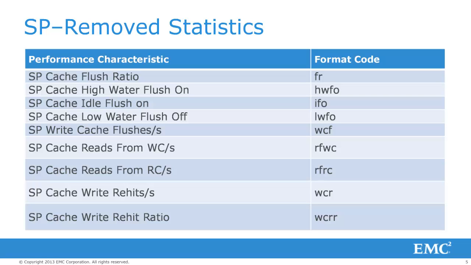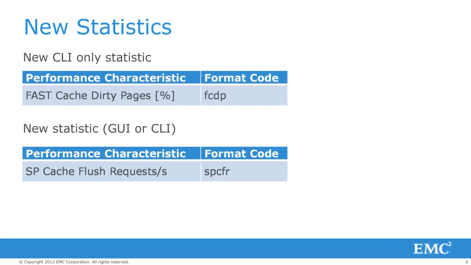Those are listed here. A couple of new statistics have been added to the Unisphere Analyzer. One is CLI only, that is the FAST Cache dirty pages %, and the format code is listed here as FCDP. Another can be viewed from the GUI or CLI, that is the SP cache flush requests per second.